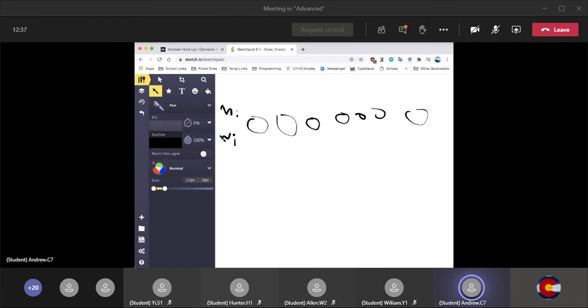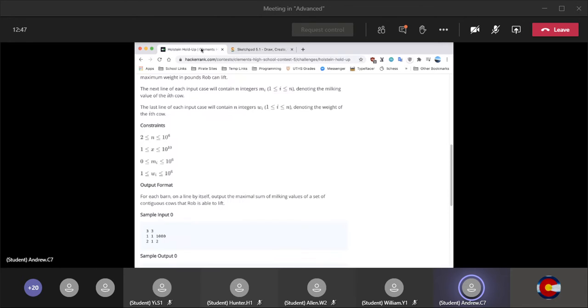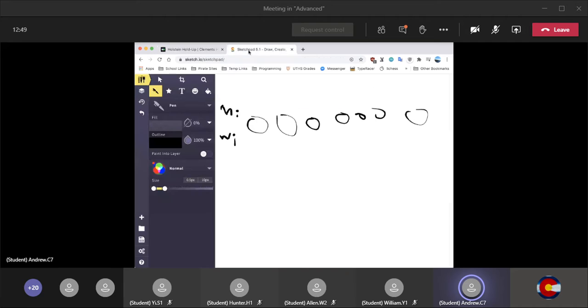Then what we would do first is, let's say we take this cow, right? We check that the weight is small enough so that we can actually lift it. Let's say w of i is greater than x, which is the maximum weight that he can lift. Then of course you can't lift this. But let's say you can lift this cow. Then our current maximum milking value is just going to be this m of i. And next, we can look at the next w of i, right?